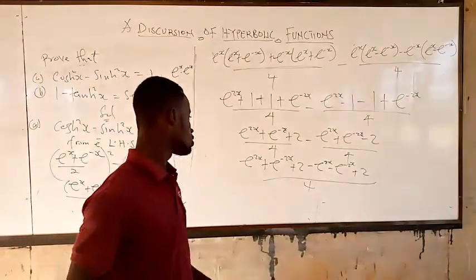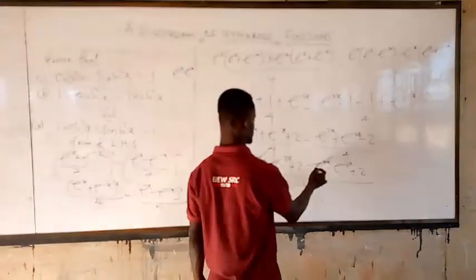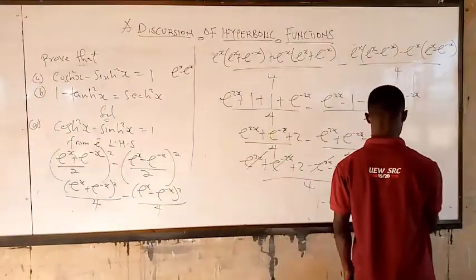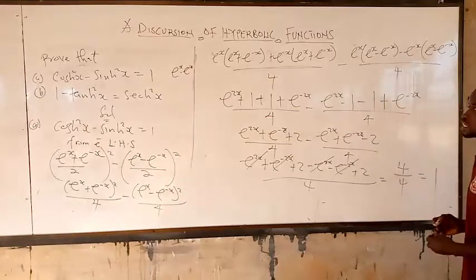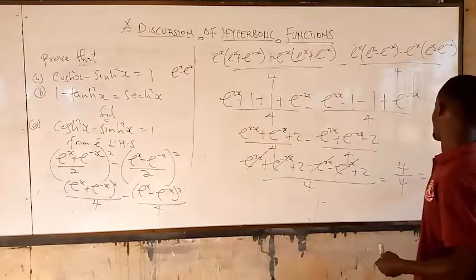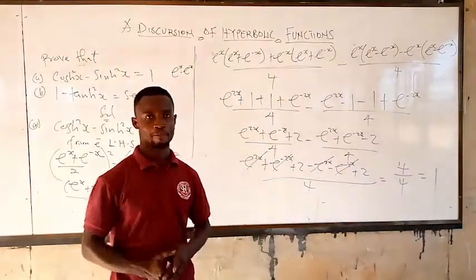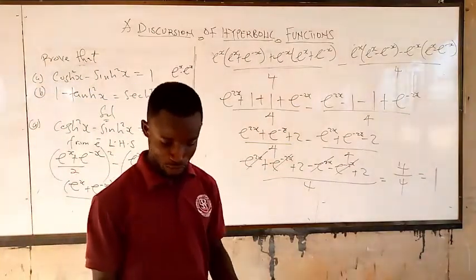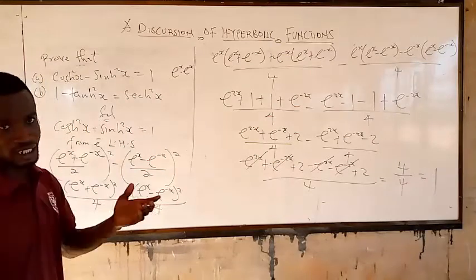Okay. So having this, we can see that this will cancel, this will cancel, and we are going to get the numerator to be 4 and the denominator to be 4, getting 1. Therefore, our identity is proved because we are getting the final answer to be 1. So that is how we prove such identities. You see, it's not difficult.